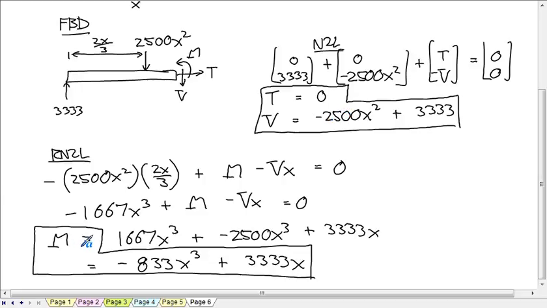And then finally the bending moment. There's no point couples, so that should be 0 at the two endpoints. You can see that the moment comes out to be 0 when x is equal to 0. What about when x is equal to 2? Well, 8 times 833 is equal to 6,666. Yeah, so minus 6,666 plus 6,666 equals 0. So that works out.